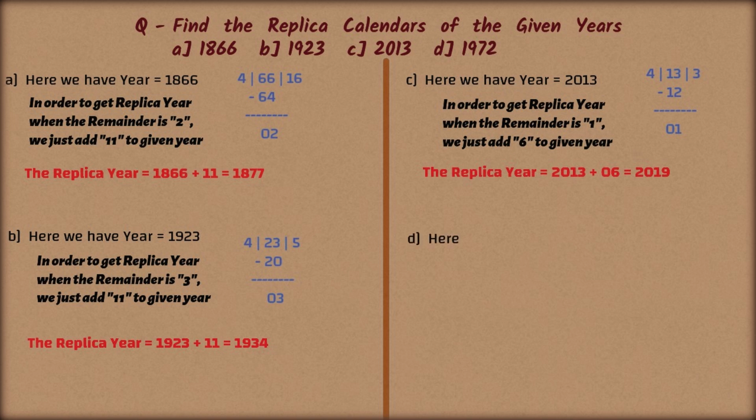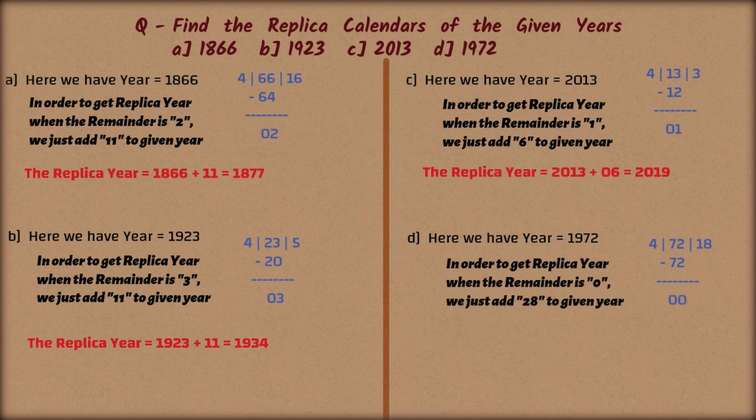And finally, in 1972, when we divide 72 by 4, we get the remainder as 0. And thus, as 1972 is a leap year, we need to add 28 in this case. And when we do so, we reach 2000. And thus, year 2000 and year 1972 both will have exactly the same calendars. You can even Google search the calendars of those years, you will get the exact same answer.